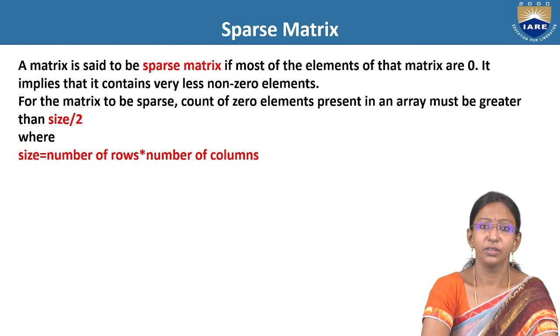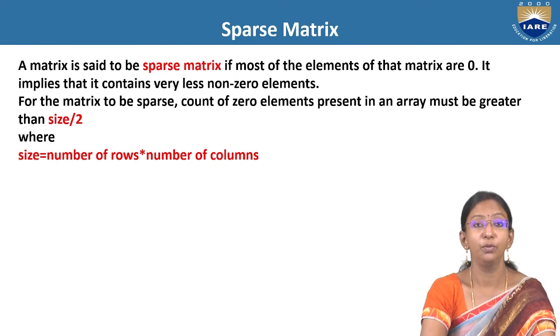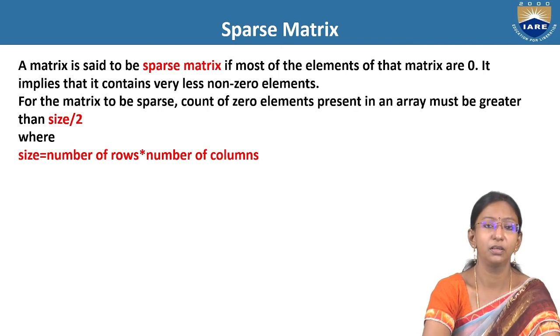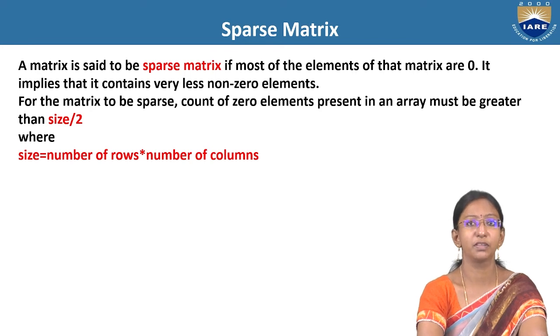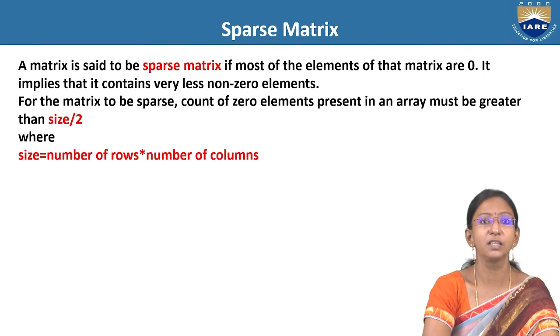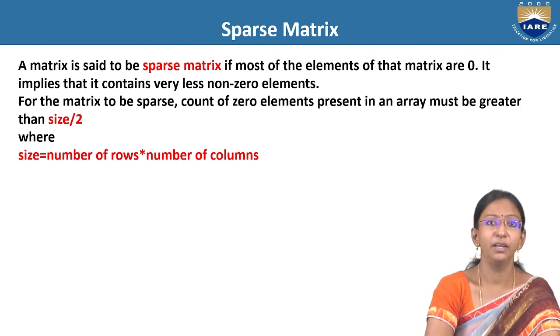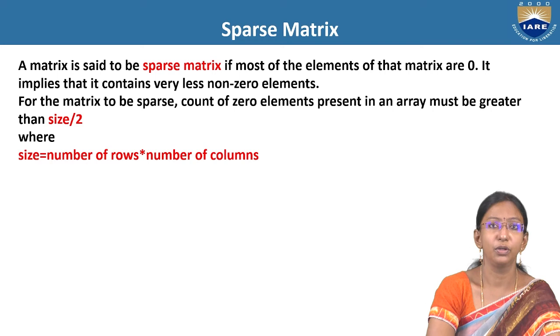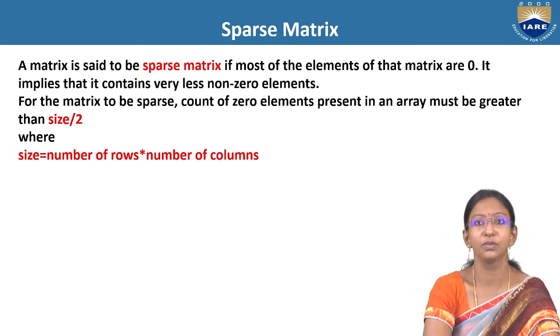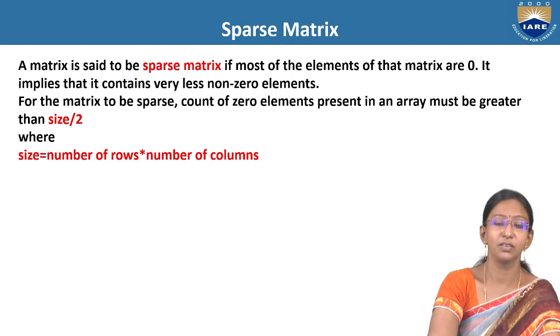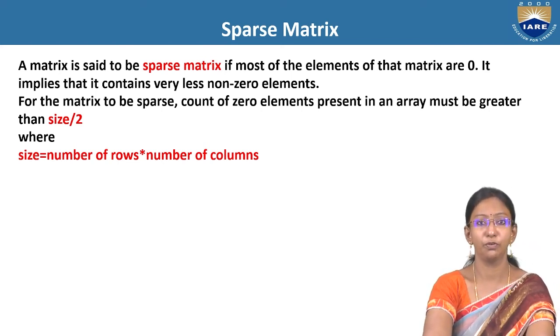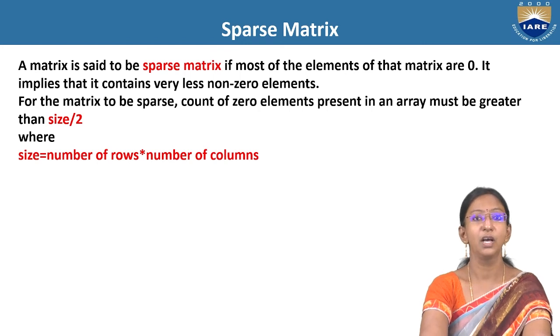The other application is the sparse matrix. Then what do you mean by sparse matrix? Any matrix, if 50% or more of its content is filled with zeros, then we call that matrix a sparse matrix, right? So if the number of zeros is greater than or equal to size by 2, where size is the number of rows multiplied by the number of columns, then we call such a matrix a sparse matrix.